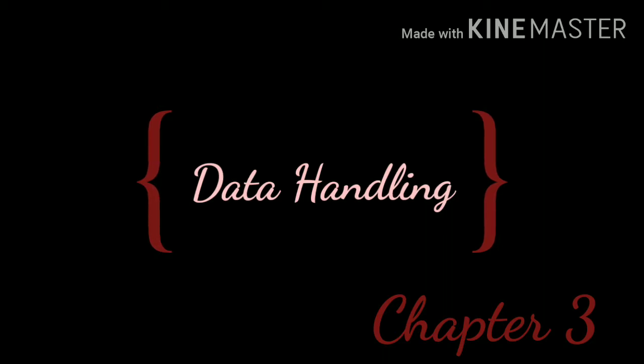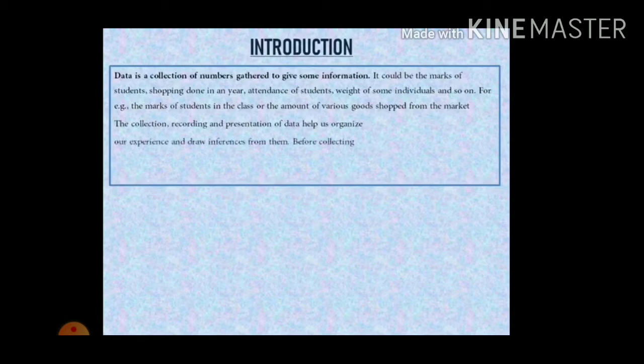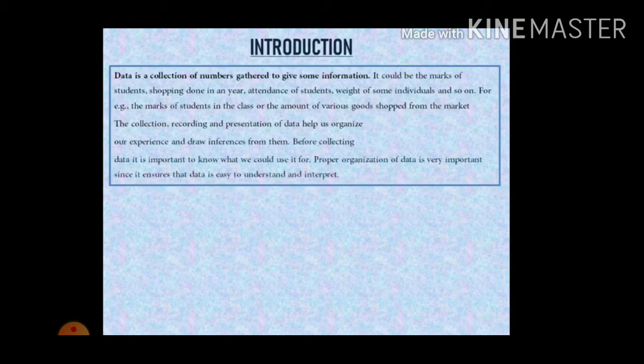Okay? We will also learn about the three representative values, that is mean, median and mode. To begin with, let us learn what is a data. A data is a collection of numbers gathered to give some information. It could be marks of students, shopping done in a year, attendance of students, weight of some individual, and so on. For example, the marks of students in the class or the amount of various goods shopped from the market.